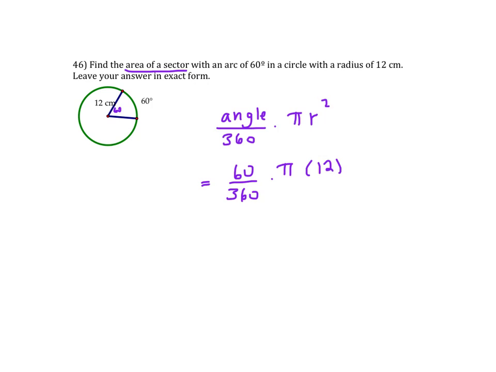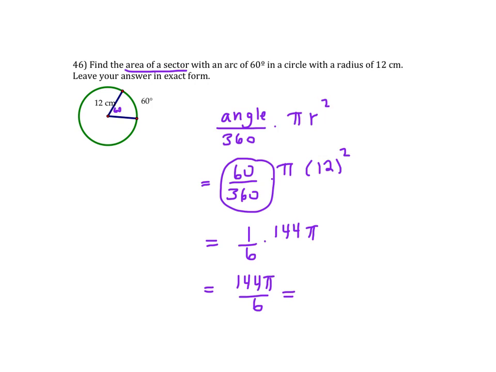radius of 12 squared. So 60 over 360 simplifies to 1/6. 12 squared is 144, then times pi. So you can write it as 144 pi over 6. When you simplify this, just do 144 divided by 6 on your calculator, and you get 24 pi. And it is an area, so we do need units. And those units are going to be centimeters squared for this one. So 24 pi centimeters squared.